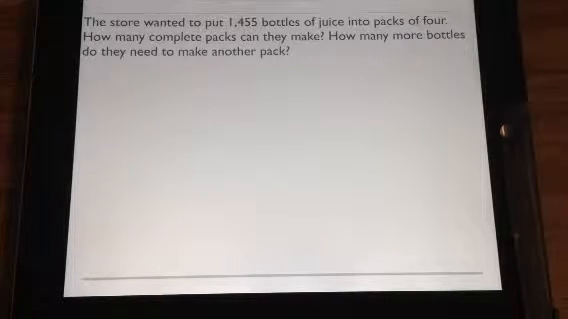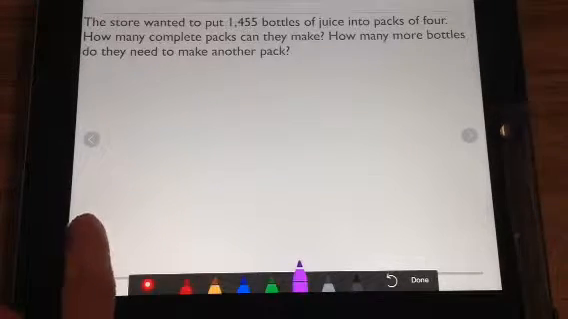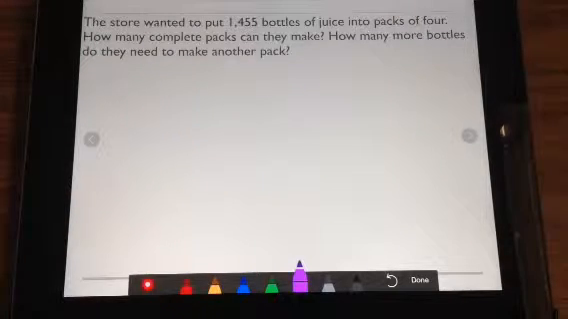The store wanted to put 1,455 bottles of juice into packs of 4. How many complete packs can they make? How many more bottles do they need to make another pack? So we're going to write our answer statement. There are 2 questions, so 2 answer statements.